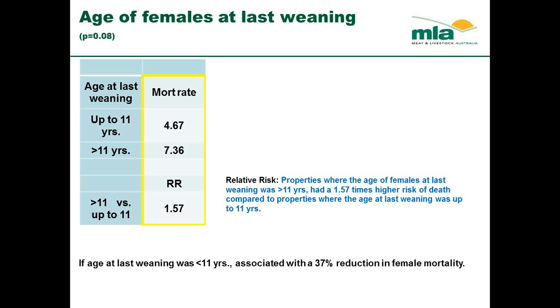The next slide is the age of females at last weaning, and again a similar story. Mortality rate for animals weaned up to 11 years of age was 4.67%. Weaning over 11 years increased the mortality rate to 7.36%. In terms of relative risk, properties where the age of females at last weaning was greater than 11 years had a 1.57 times higher risk of death compared to properties where it was up to 11 years. Another way of saying the same thing, if age of weaning is under 11 years, it's associated with a 37% reduction in female mortality.